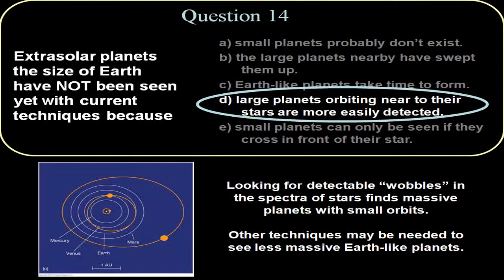But it's not to say that there aren't many small planets out there. We just can't, it's hard to detect them. So the answer is D. That concludes this short quiz that should help you review for Chapter 4.